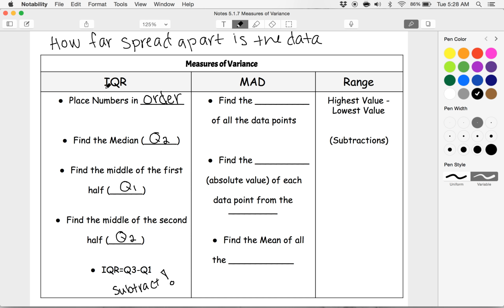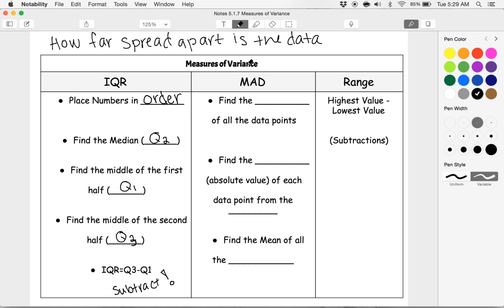So again, for IQR, we place the numbers in order. We find the median, which we call quartile 2. So that's the middle of the data. We find the middle of the first half. Find the middle of the second half, which is quartile 3, not 2. And then we subtract Q3 minus Q1.